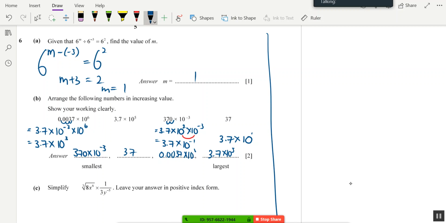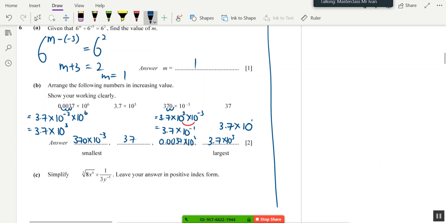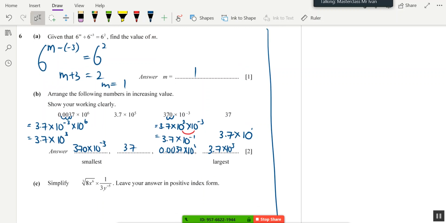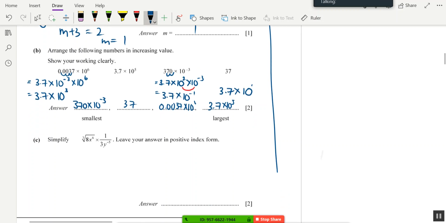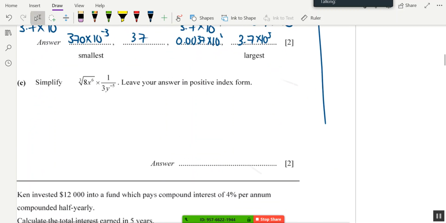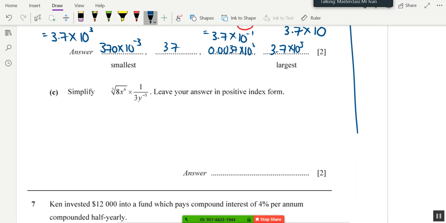Megan, remember, conversion into standard form: this guy must always be between 1 to 10. Cannot be 37, cannot be 0.37, cannot be anything else. Can only be 3.7. The important thing about this one is the first one.